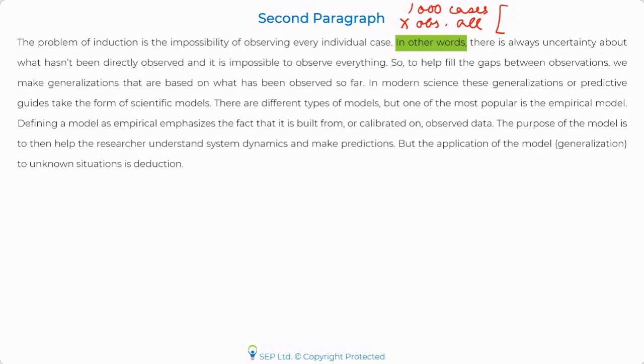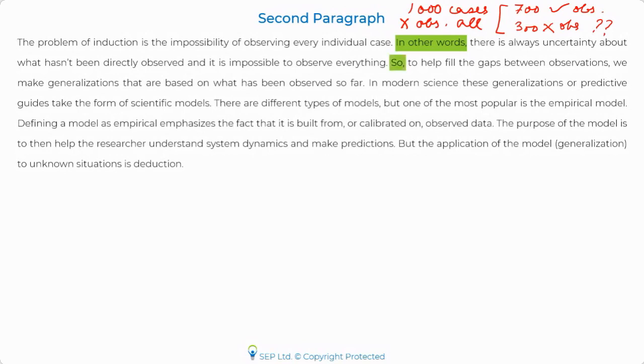So let's say out of these 1,000, I'm just taking a ratio, guys. Possible, let's say 700 can be observed, and let's say 300 cannot be observed. Now the author is saying there will always be uncertainty about the ones that you haven't been able to observe. Okay.